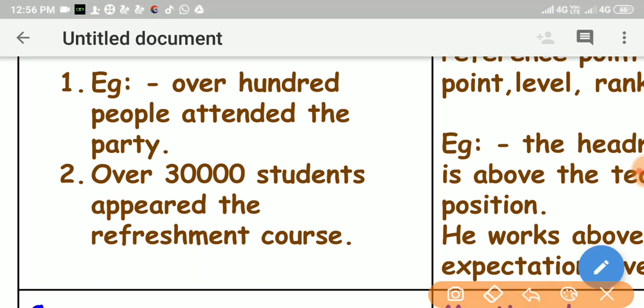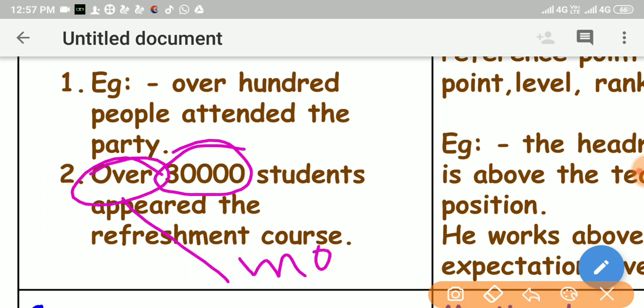So like this, over 30,000 students. Over means more than 30,000 students. Here over means more than. More than 30,000 students appeared for the refresher course, my dear friends.